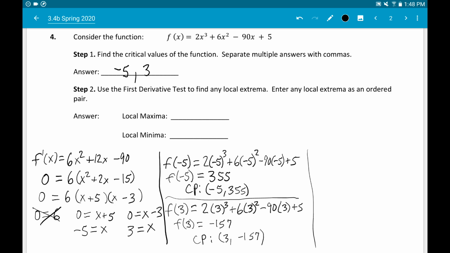Okay, step 2 is our local max and min. So let's go ahead and build our number line. There's negative infinity to infinity. We need to plot negative 5 and 3 on this, so make sure you put them in order. Negative 5 should come first, 3 should come second. And you see we have 3 distinct intervals now: negative infinity to negative 5, negative 5 to 3, and 3 to infinity. So pick a test value in each interval to plug into the derivative. I'm going to pick negative 6 for the far left, I'm going to pick 0 in the middle, and I'm going to pick 4 over here on the right.